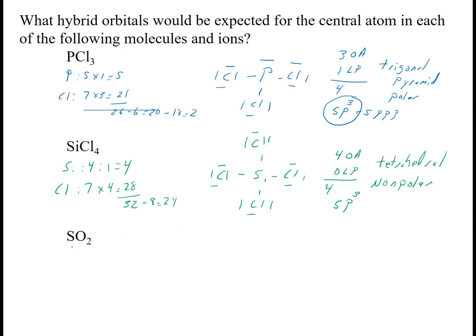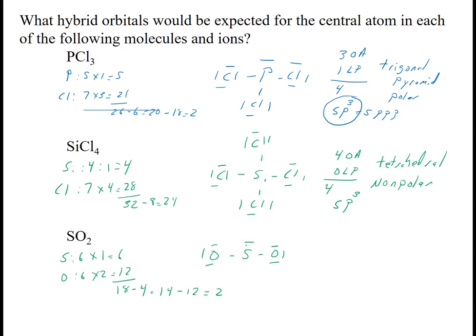And the last one is sulfur dioxide. Sulfur has 6 times the 1 gives me 6. Oxygen has 6 times the 2 gives me 12. So that's a total of 18. Sulfur's in the center, 2 oxygens on either side. So I used up 4, leaving me 14. 2, 4, 6, 8, 10, 12. So it leaves me 2 more, so that goes on top of the sulfur.